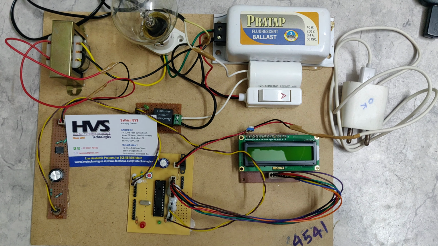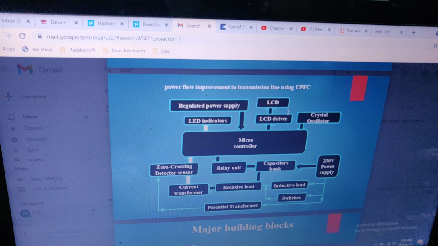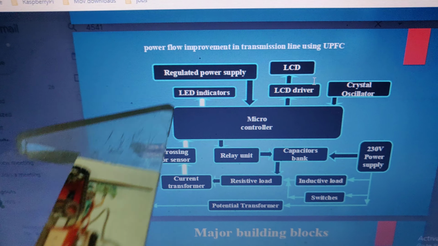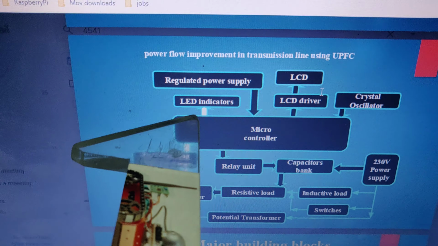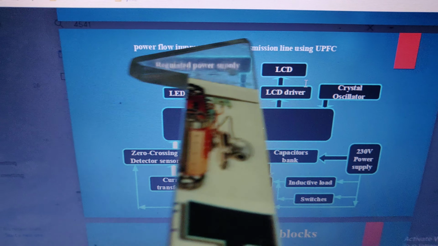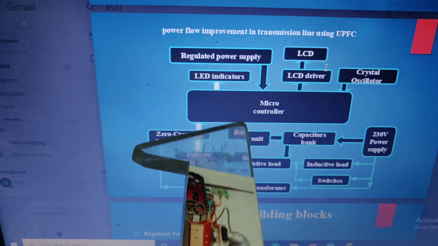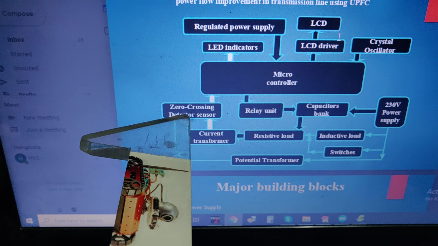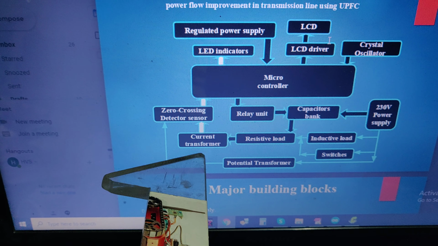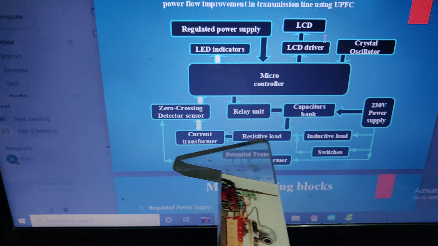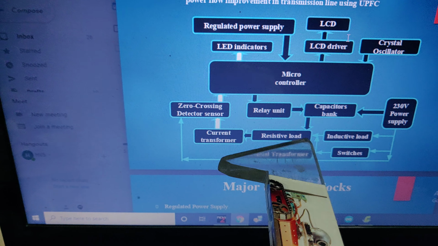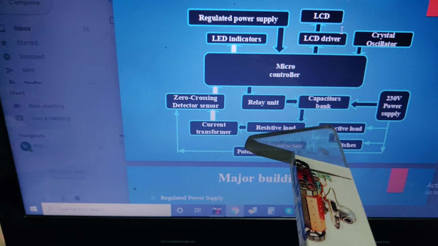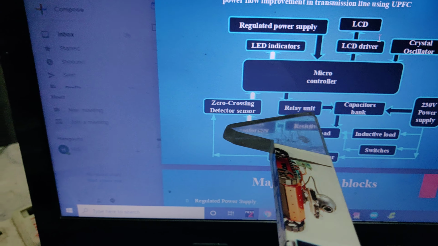Coming to the block diagram of our project, here we can observe the regulated power supply, and this is the main controlling and monitoring part. Below it are the zero crossing detector, the current transformer, and the resistive load along with the inductive load. These two are in parallel with the capacitor bank with the relay switch.